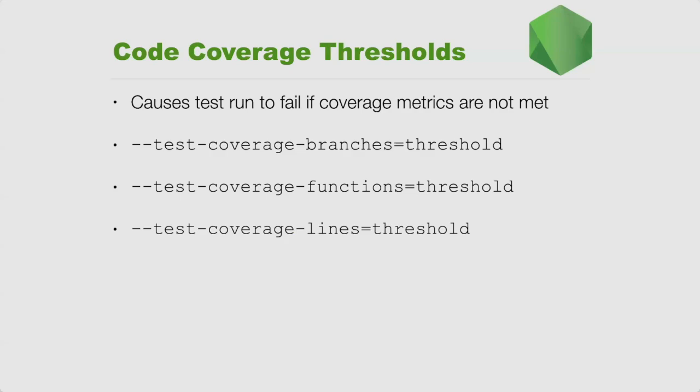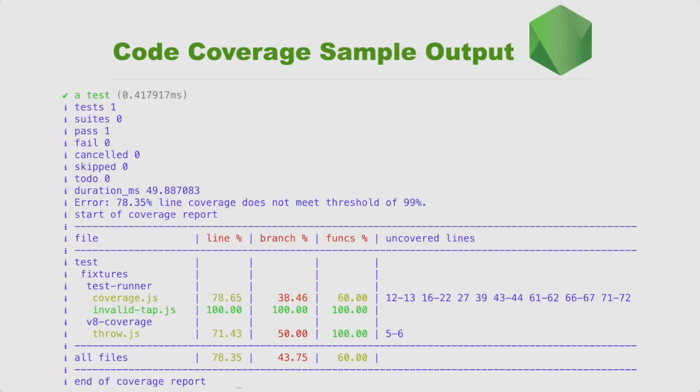And so, if say all of your tests pass, but your coverage has slipped below that threshold, then you'll get a failure and you'll get output that'll kind of explain why. And so this is what it would look like.